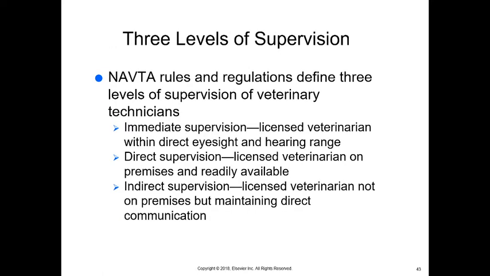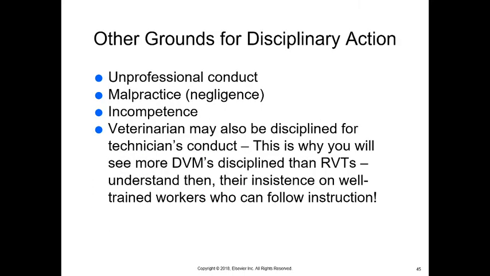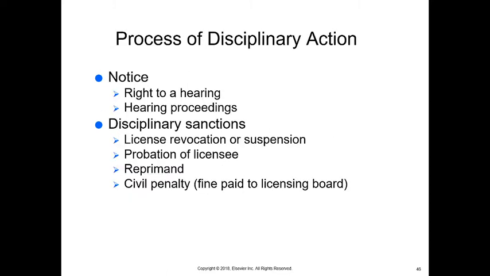There are 3 levels of supervision, and I'm going to skip to the disciplinary actions. I'm going to go back to the levels of supervision in a minute, but if you were to be disciplined or found that you have not done something that you were supposed to do, or have done something you weren't supposed to do, you're going to get a notice which will tell you that you have a right to a hearing. You can use a lawyer or not, and what those hearing proceedings will be. And you will go before the board and state your case.